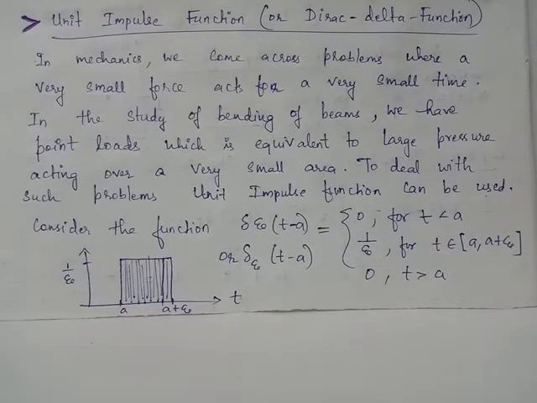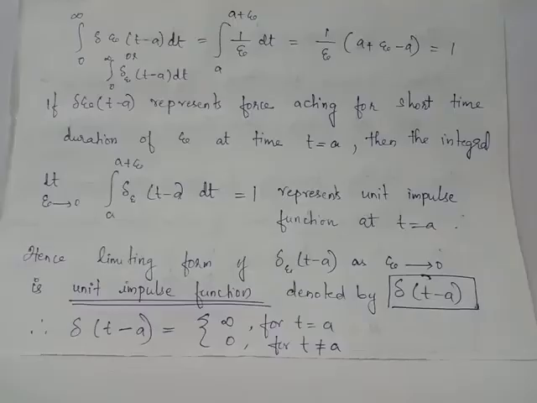Here we have delta epsilon t minus a displays 1 by epsilon in the small neighborhood of a, and for all other values this function displays 0 as the output. At input values t strictly less than a and t strictly greater than a, the output is 0, and at the point t equals a and in the neighborhood of a, the function displays output 1 by epsilon.